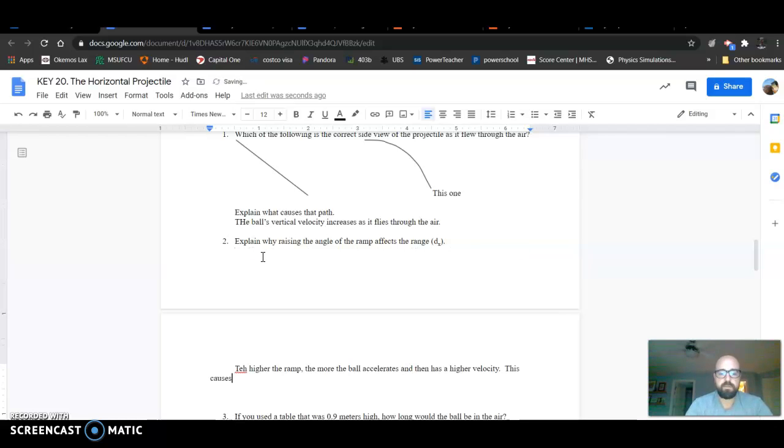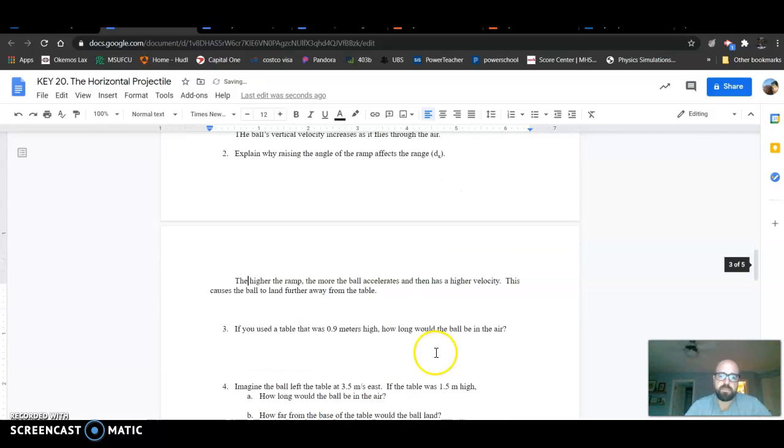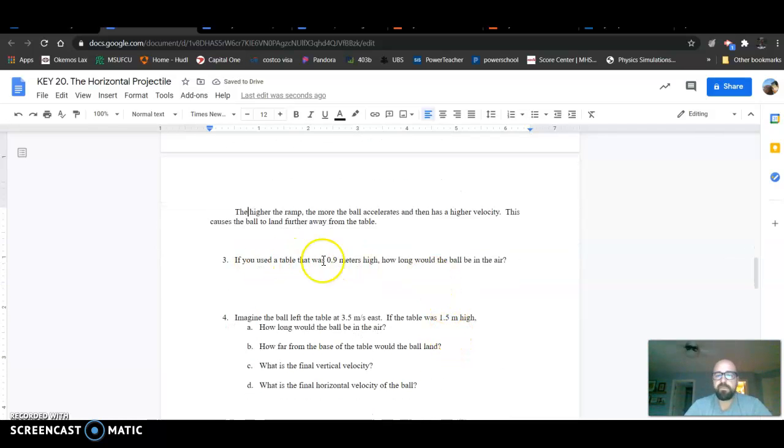This causes the ball to land further away from the table. So it increases the range. And most kids seem to understand that, so that was good. Here, if you used a table that was 0.9 meters high, how long would the ball be in the air? So you just had to use that formula. Time equals square root of 2d divided by a.